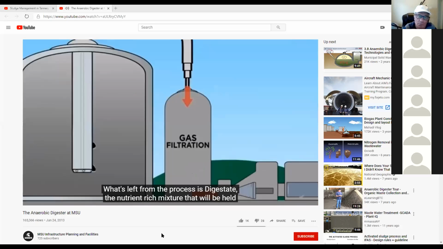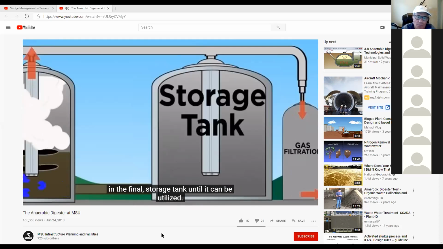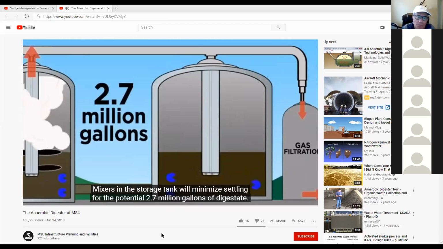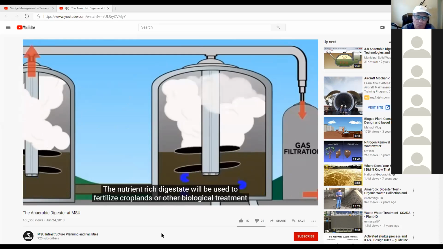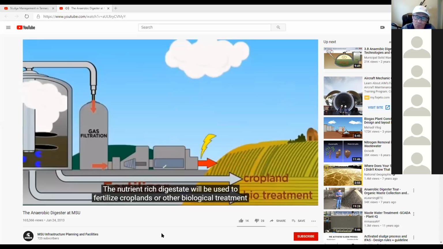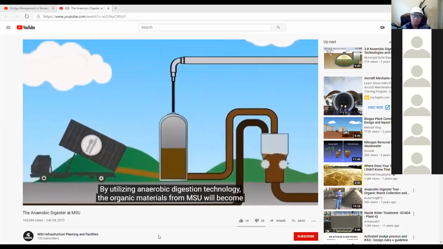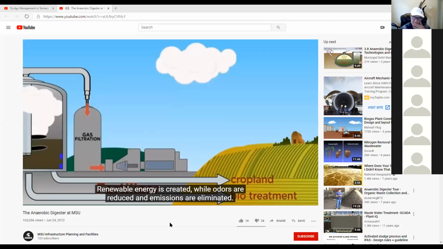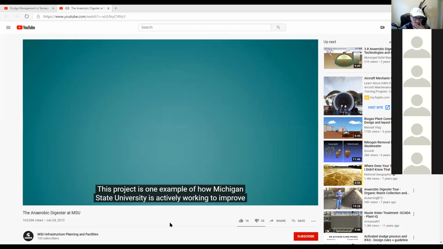What's left from the process is digestate, the nutrient-rich mixture that will be held in the final storage tank until it can be utilized. Mixers in the storage tank will minimize settling for the potential 2.7 million gallons of digestate. Any unused biogas can also be stored in the sealed headspace. The nutrient-rich digestate will be used to fertilize croplands or other biological treatment processes to fuel research opportunities. By utilizing anaerobic digestion technology, the organic materials from MSU will become resources. Renewable energy is created while odors are reduced and emissions are eliminated. This project is one example of how Michigan State University is actively working to improve sustainability.